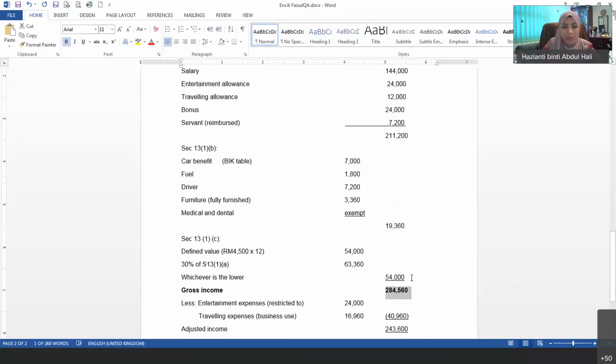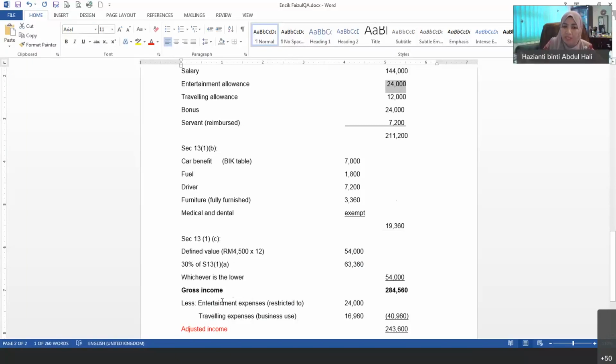All right. Okay, now, remember you have to compute adjusted income, right? So when you have to compute adjusted income, whenever you see expenses, expenses incurred, then you know, okay, you have to compute adjusted income. All right. If you look at the expenses, number one, Encik Fazul has entertainment expenses amounted to 30,000. How much is the entertainment allowance that he gets? 24. 24. Can you see the difference? He gets 24,000 allowance, but he spent 30,000. All right.